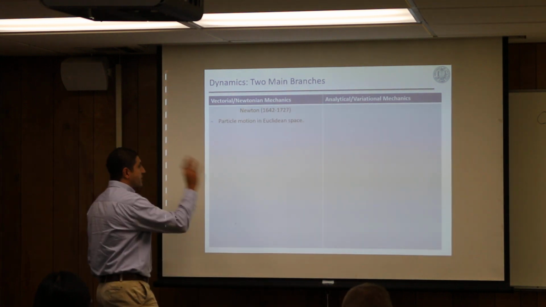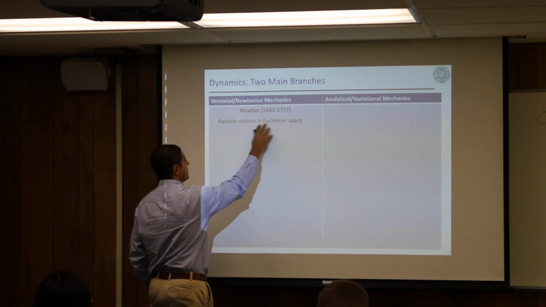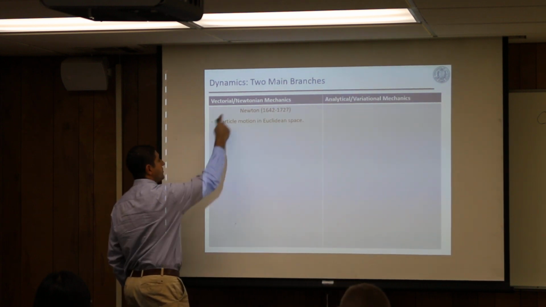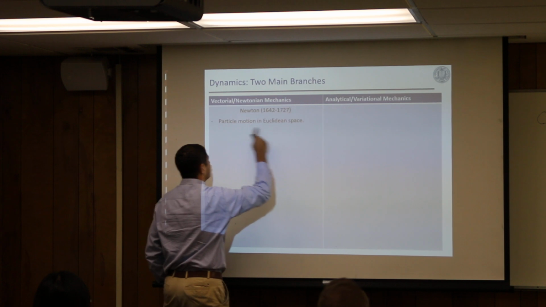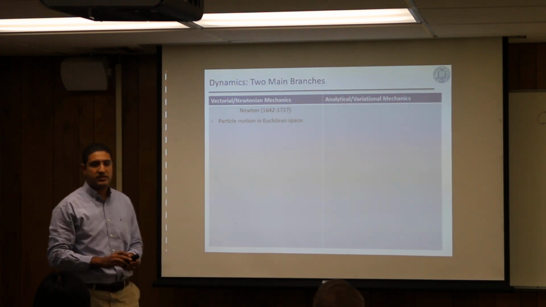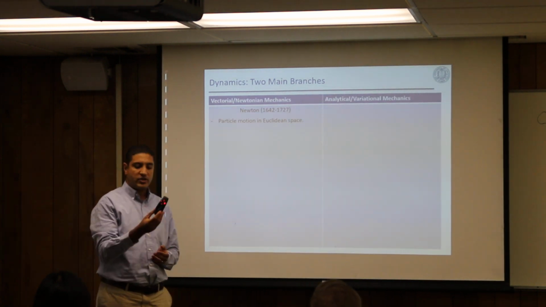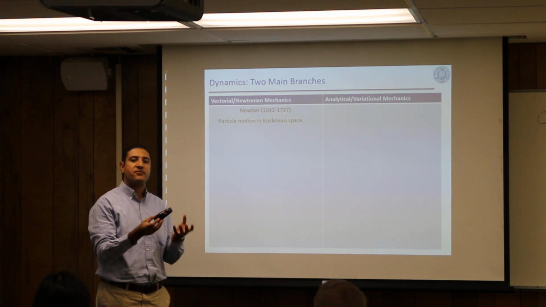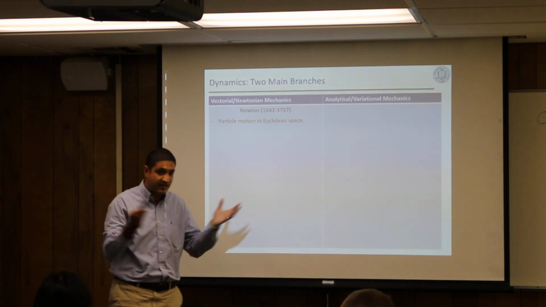Newtonian mechanics is mainly concerned with particle motion in Euclidean space. What do you mean by particle motion, or what do you mean by Euclidean space? A particle is an object whose motion is not affected by its shape. It's not affected by the shape.